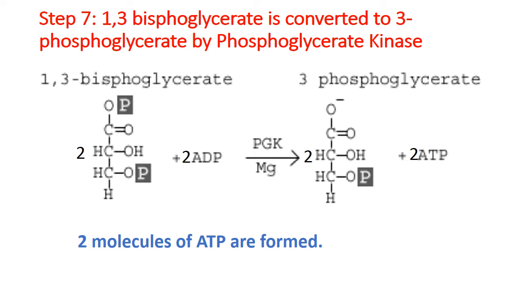In step 7, the 1,3-bisphosphoglycerate formed in step 6 will be converted to 3-phosphoglycerate by the enzyme phosphoglycerate kinase. As you can see from the diagram here, we have the 1,3-bisphosphoglycerate that was formed in step 6, and then here the 2 ADP molecules will react with the phosphate groups, so that in the end we'll have 3-phosphoglycerate and 2 ATP molecules.